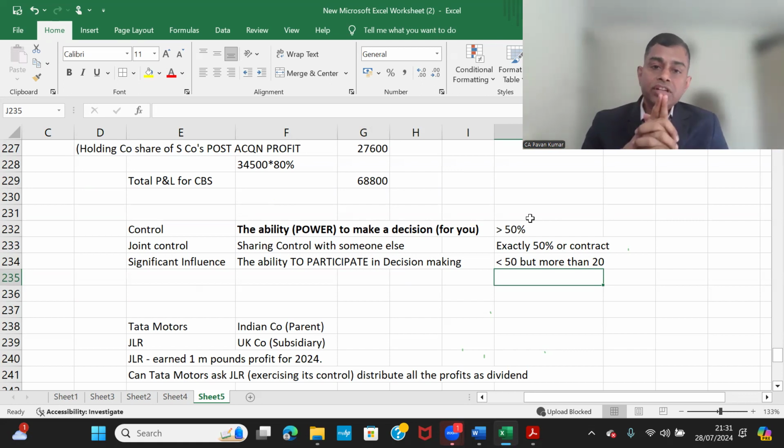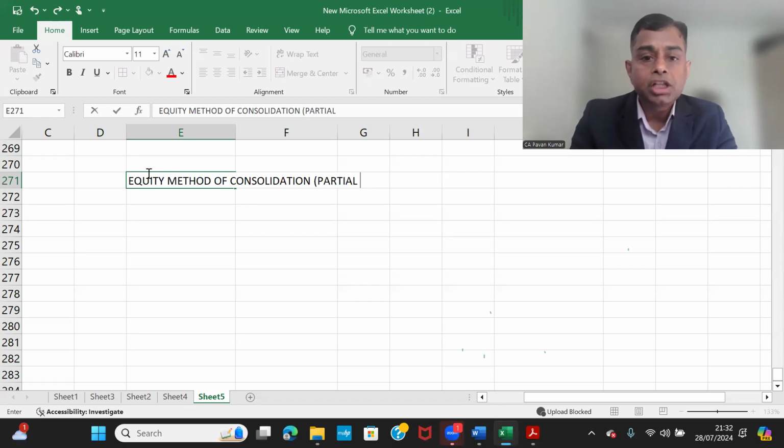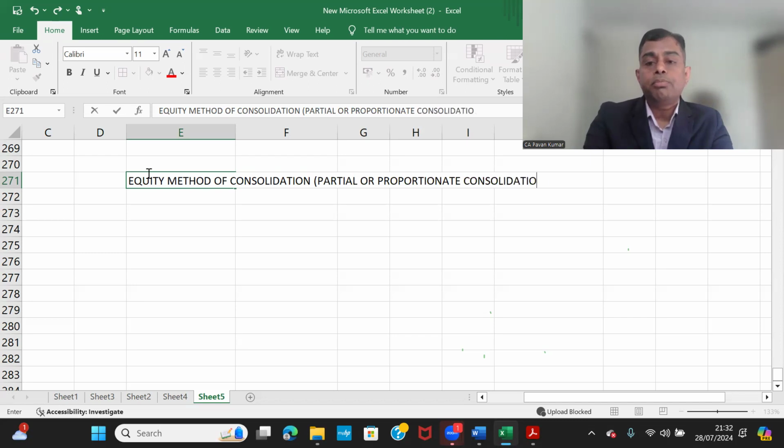Are we clear? So when you invest in more than 20% of share capital of another company, you are called the investor company. The other company is called the associate company. When you have an associate, you make consolidated financial statements, but you will not follow full consolidation. You will follow something called the equity method. What is that method? Equity method of consolidation means partial or proportionate consolidation.